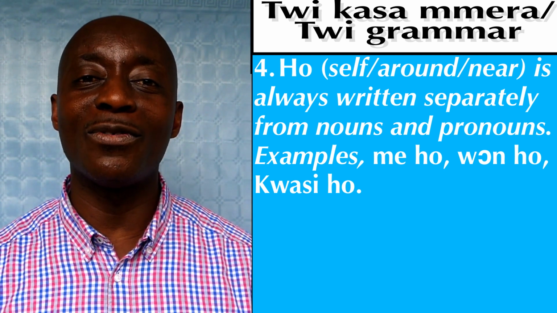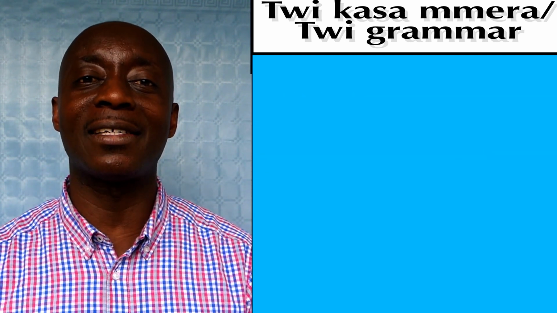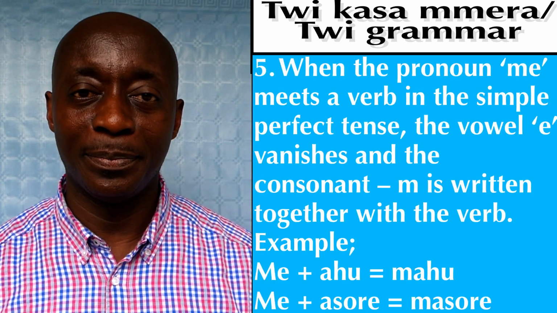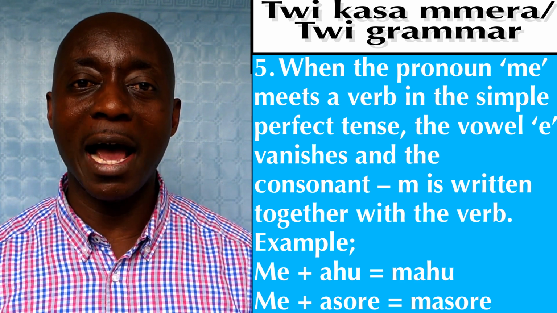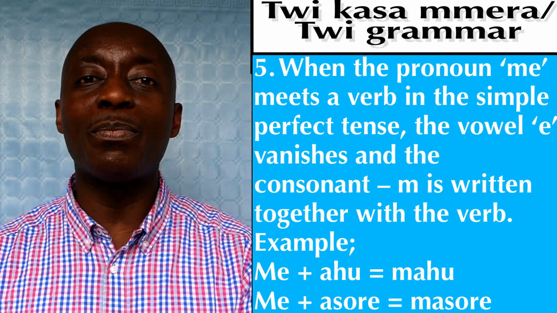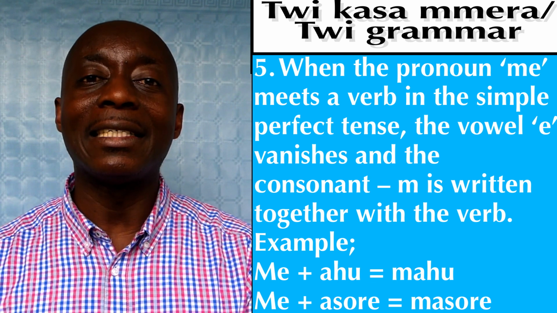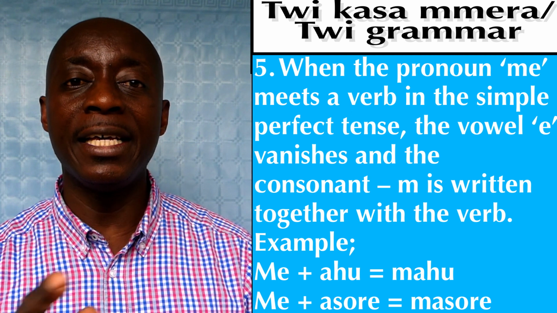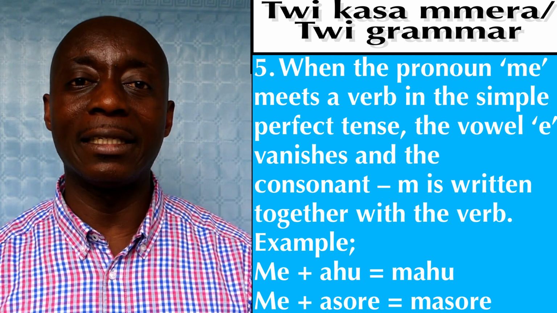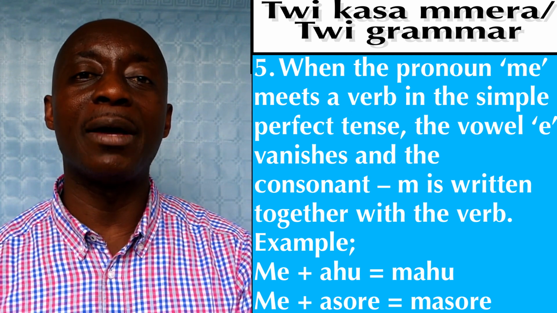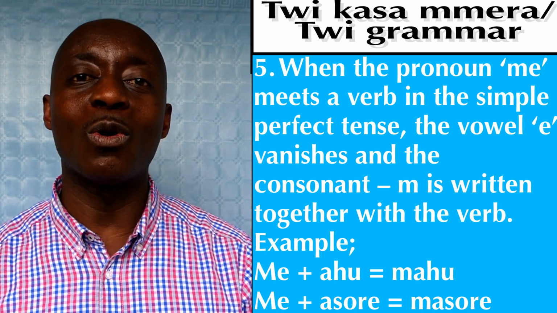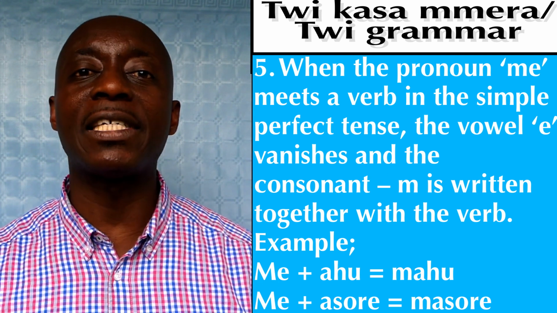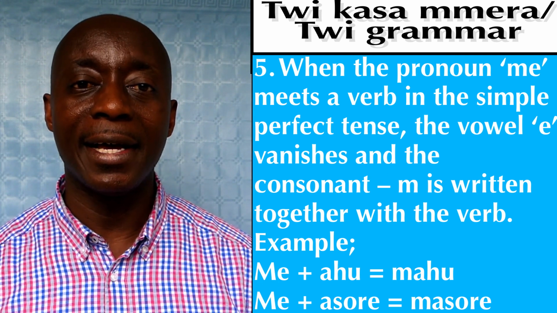And the fifth rule, and that is the final rule as far as this lesson is concerned, is that whenever me, that is me, when this pronoun meets a verb in a simple perfect tense, then the me loses its vowel E, and then the consonant is written together with the verb in the simple perfect tense. So we have a typical example like mahu, I have seen, masore, I have risen.